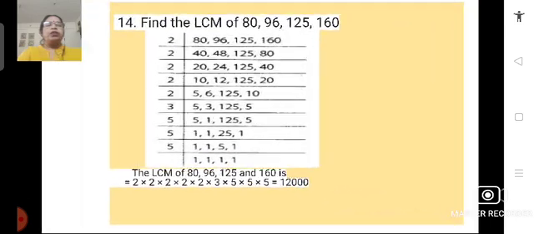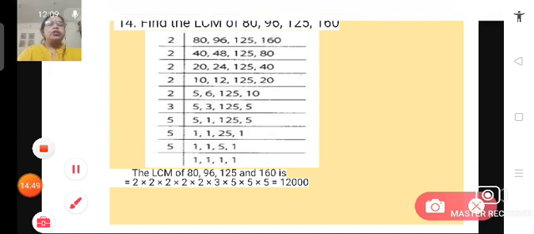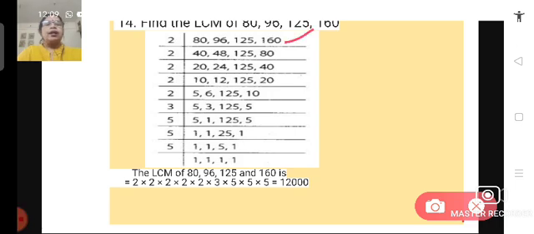Coming to question number 14. Find the LCM of 80, 96, 125 and 160. So we have to find the LCM, lowest common multiple of these numbers. We write the numbers in a row and start dividing by the smallest prime number, that is 2.